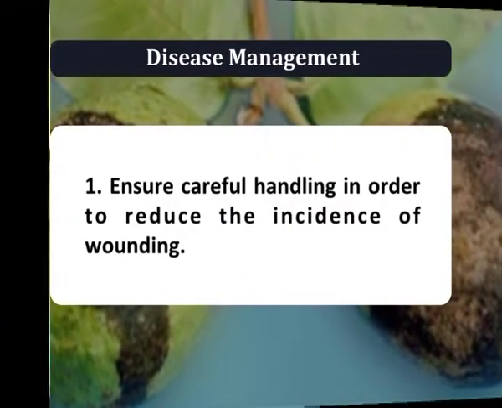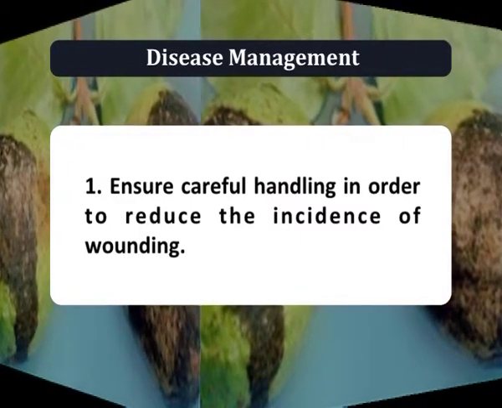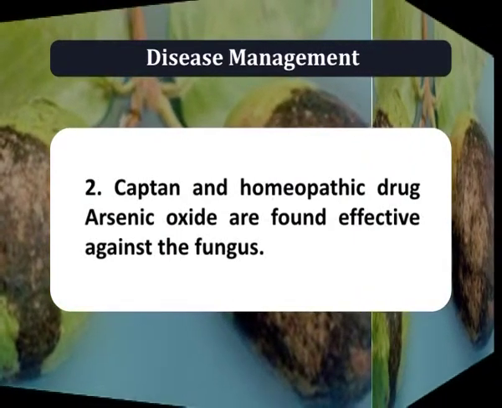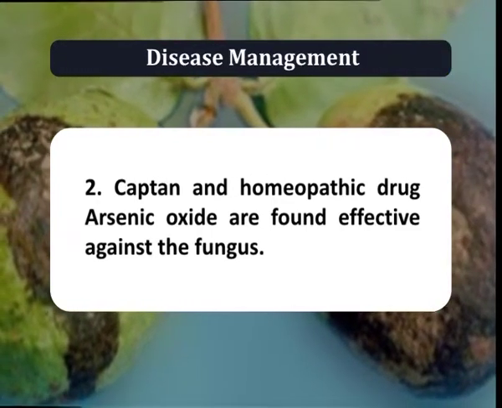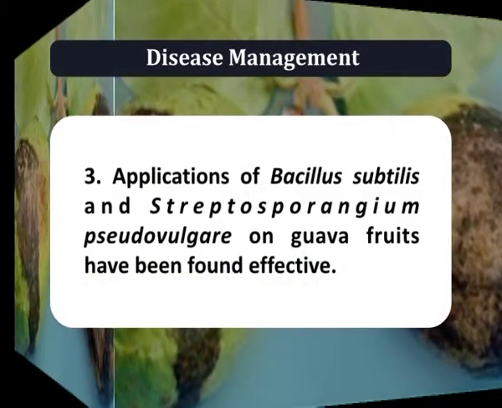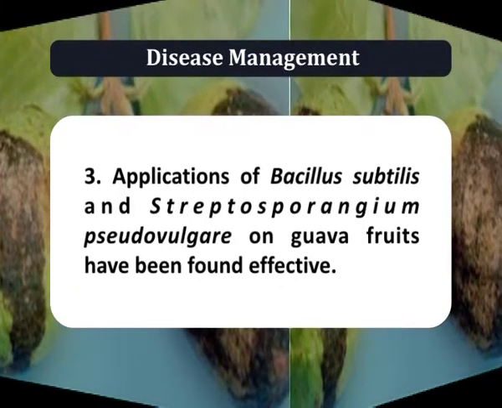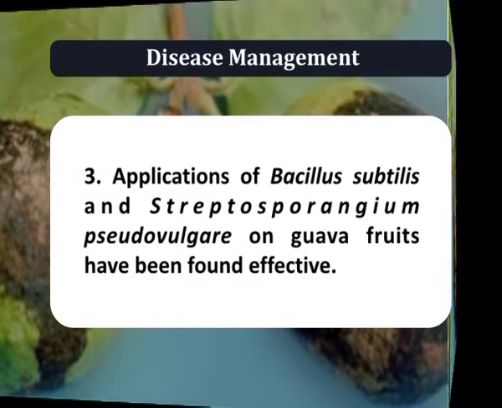Now let's see the management of the disease. Ensure careful handling in order to reduce the incidence of wounding. Captan and the homeopathic drug arsenic oxide are found effective against the fungus. Application of Bacillus subtilis and Streptosporangium pseudovulgare on guava fruits have been found effective.